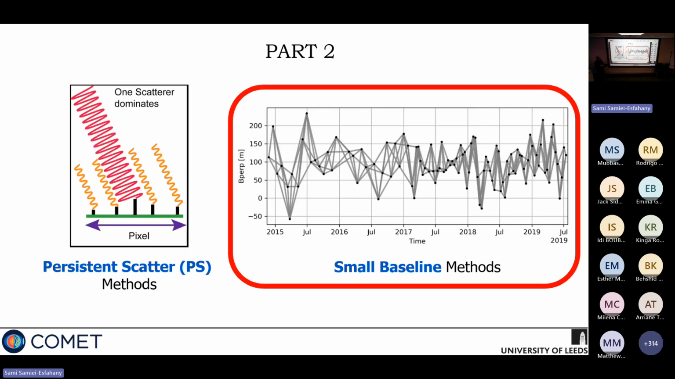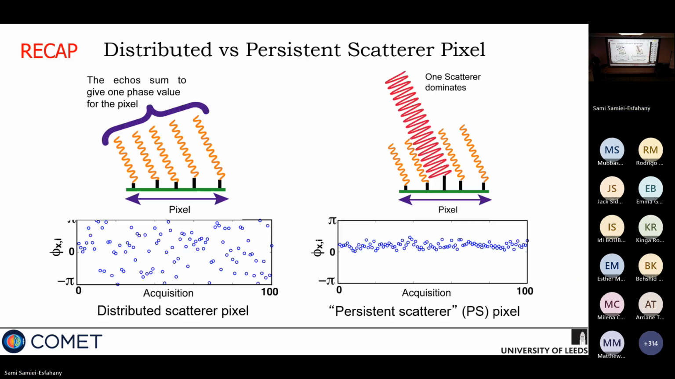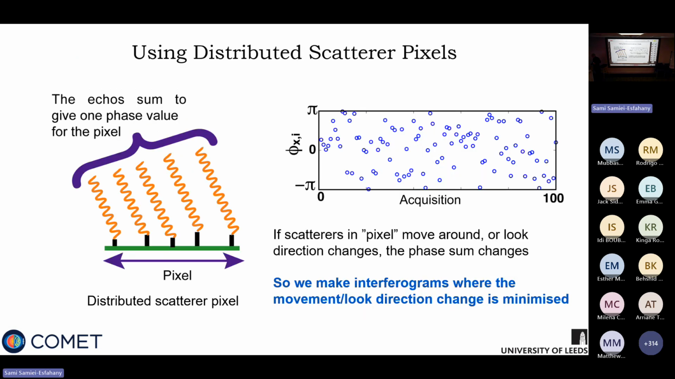Small baseline methods. I've left less time for this, because it's quite straightforward in many ways. So what's the point of small baseline methods? Well, going back to this figure from before, this is a persistent scatterer pixel, right? This is one that behaves really nicely over time. But we'd like to use all these other so-called distributed scatterer pixels as well, where we've got lots of scatterers within the pixel itself. So how can we do that?